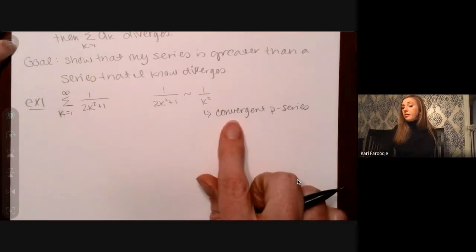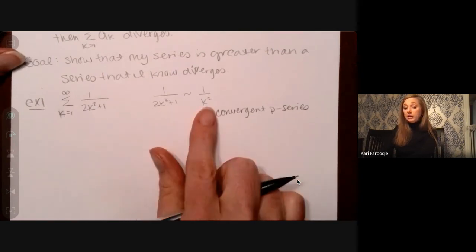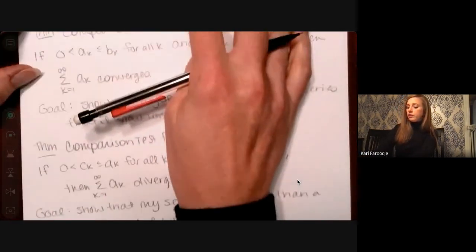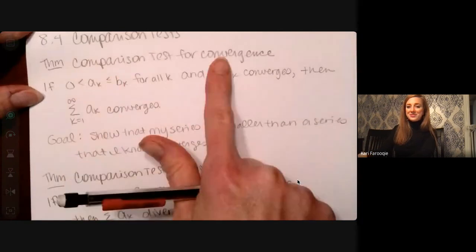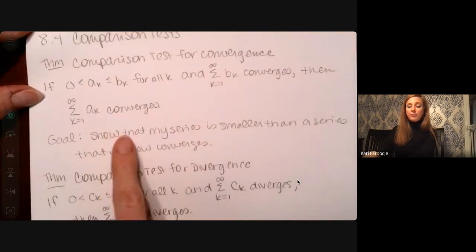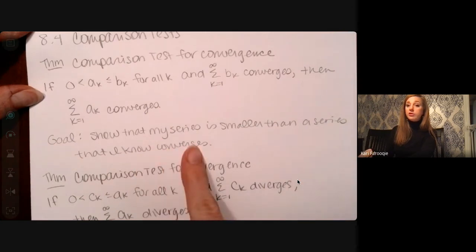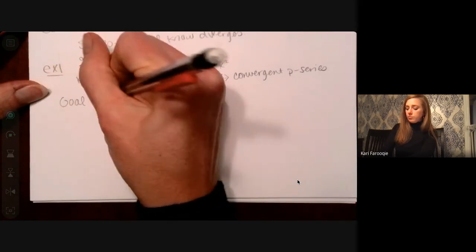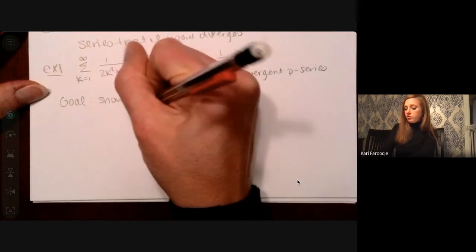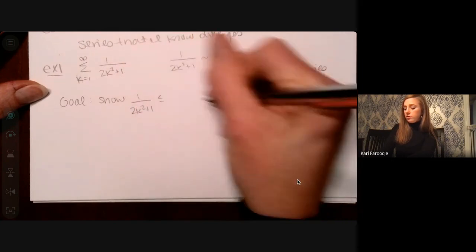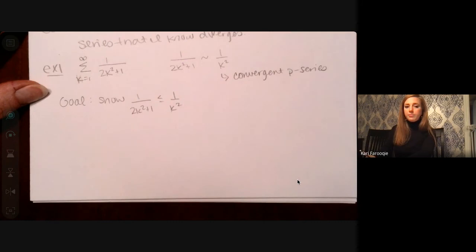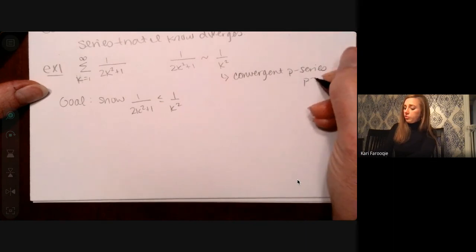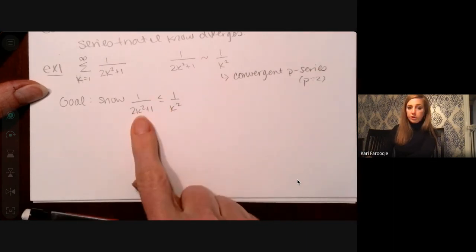All right. Okay, it's convergent. So what I need to do, if I'm going to show that my series is also convergent, which it must be, by the comparison test for convergence, is show that my series is smaller than a series that I know converges. So my goal is to show that my series is less than or equal to that one, because I know this converges. It's a convergent p-series, p equals 2. Okay, so we're going to have to show this.